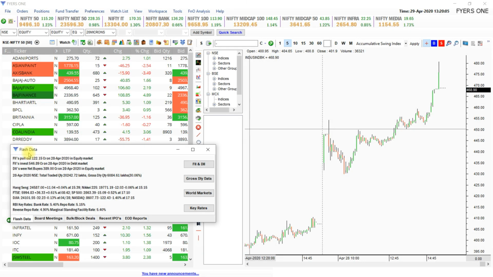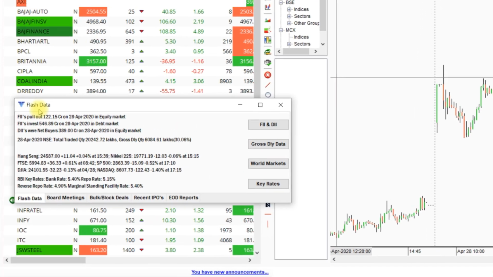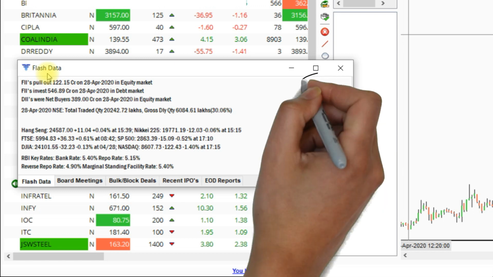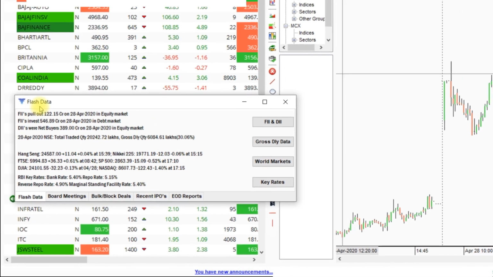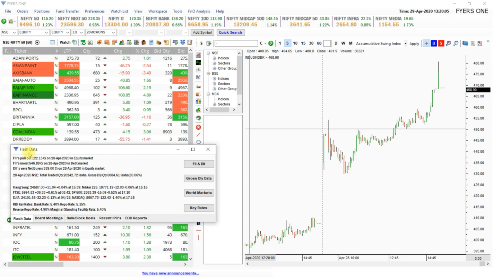This is what the Fyersone platform looks like. Those who have opened your account in Fyers can get all these benefits free of cost. When you log in with your Fyers account, this will be the screen you will see first. In this, you will see a floating panel in which we can see flash data. This is where you get to know about the previous day's FIIs and DIIs activities, like how much they have invested, how much they have pulled out, etc. If you need more in-depth information, you can just click on the FII and DII tab. You can also see the current status of global markets in one shot.